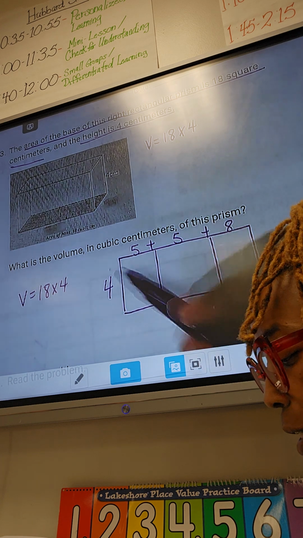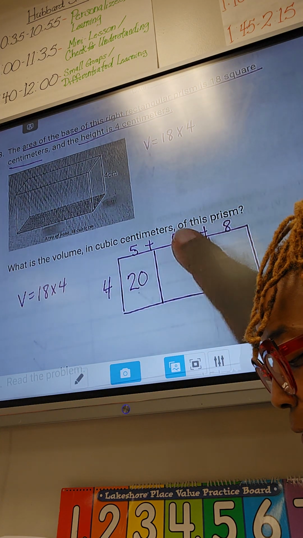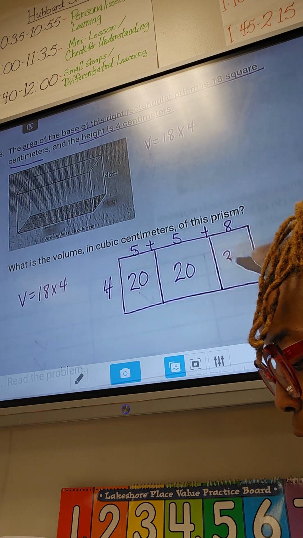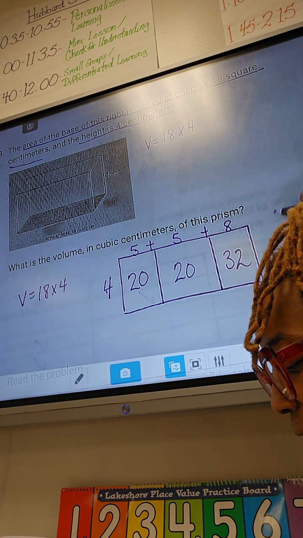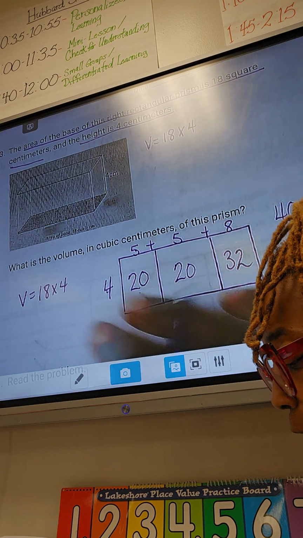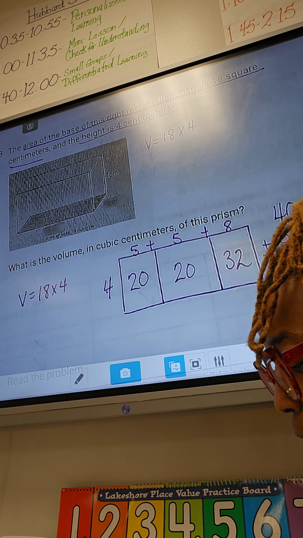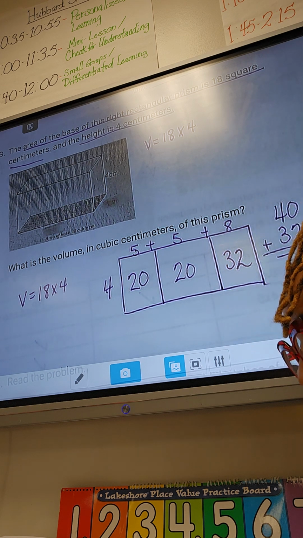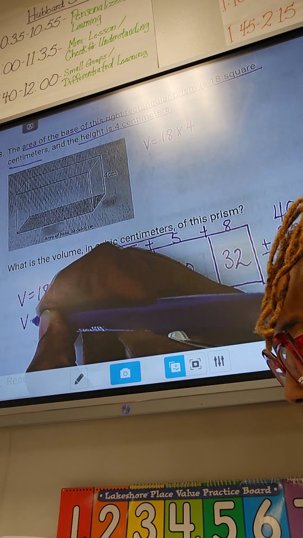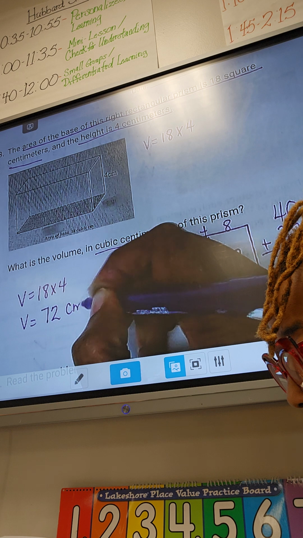All right, so 4 times 5 is 20. 4 times 5 is 20. 4 times 8 is 32. So if I add that, I just know that 20 plus 20 is 40, so I don't have to come over here and try to add it. Plus the 32 equals 72 cubic centimeters. So volume equals 72 centimeters cubed.